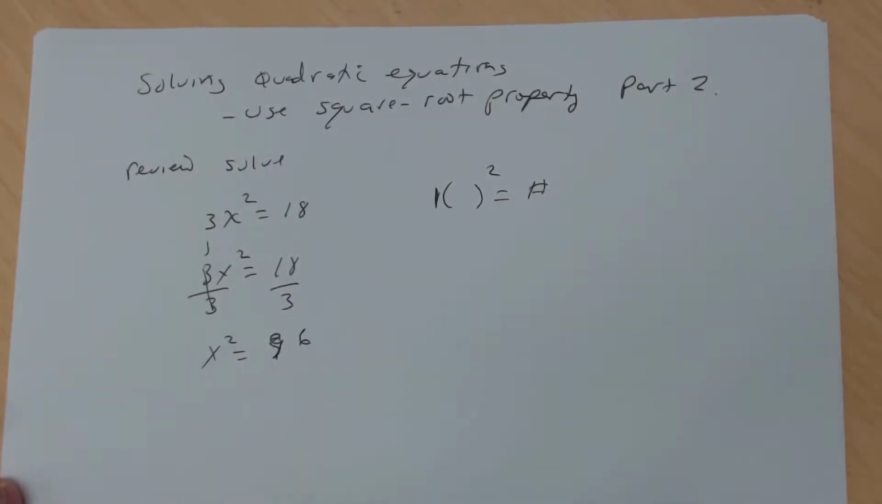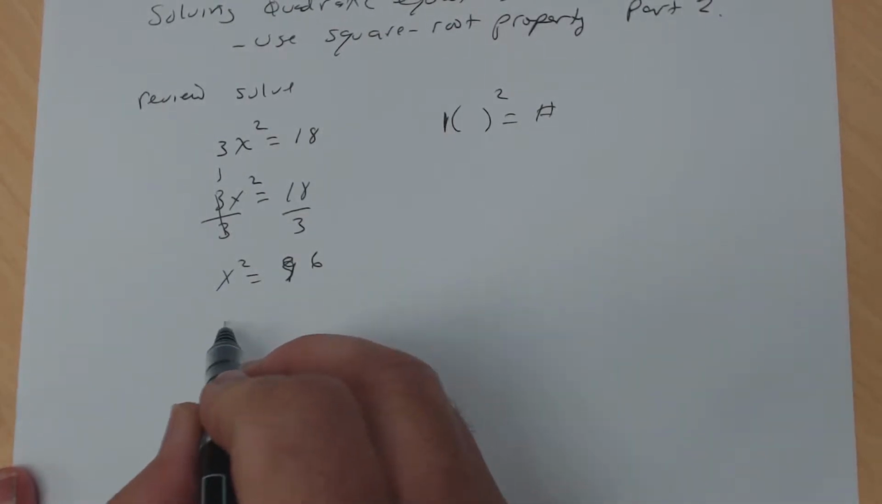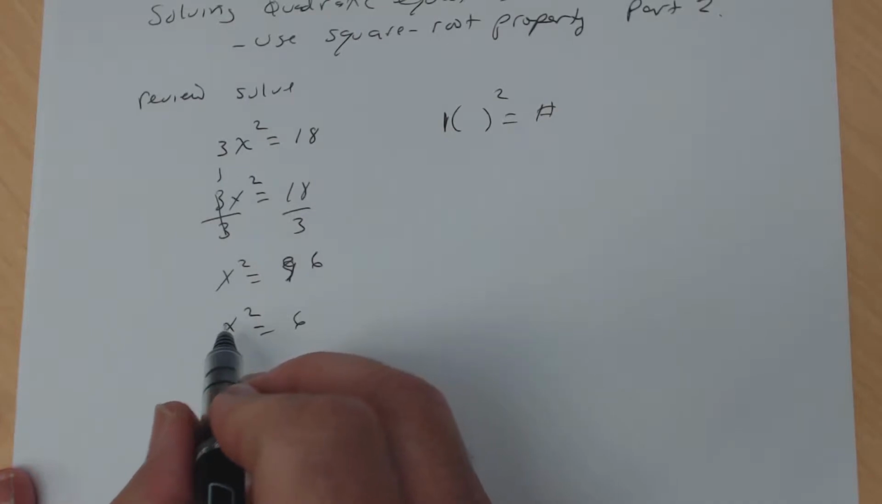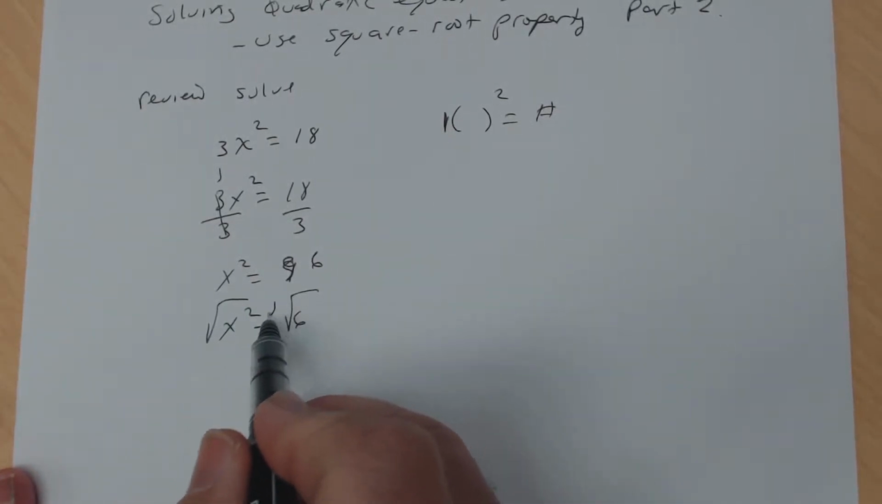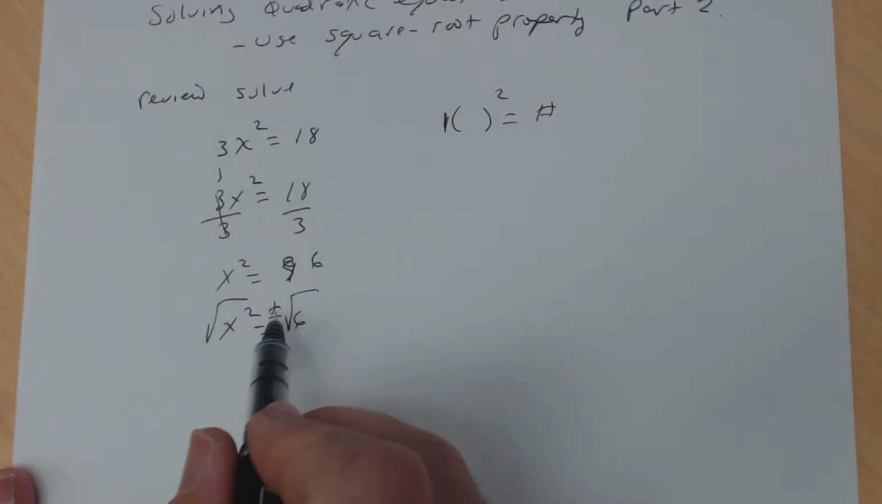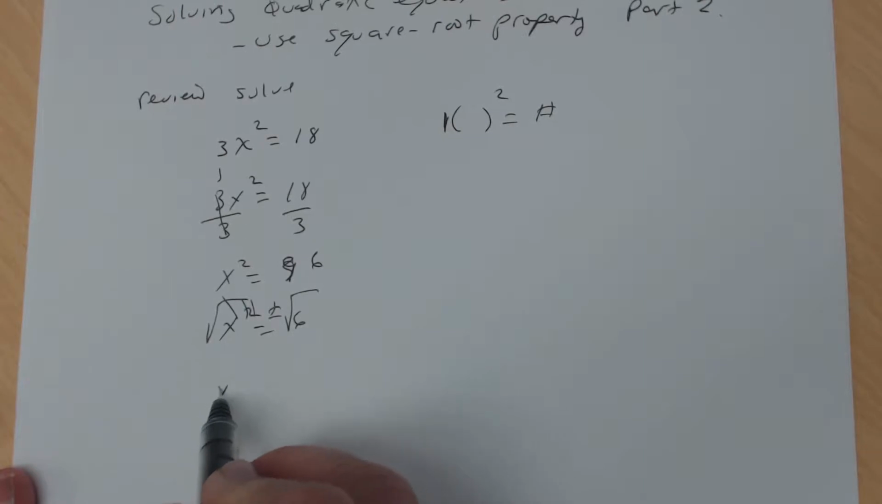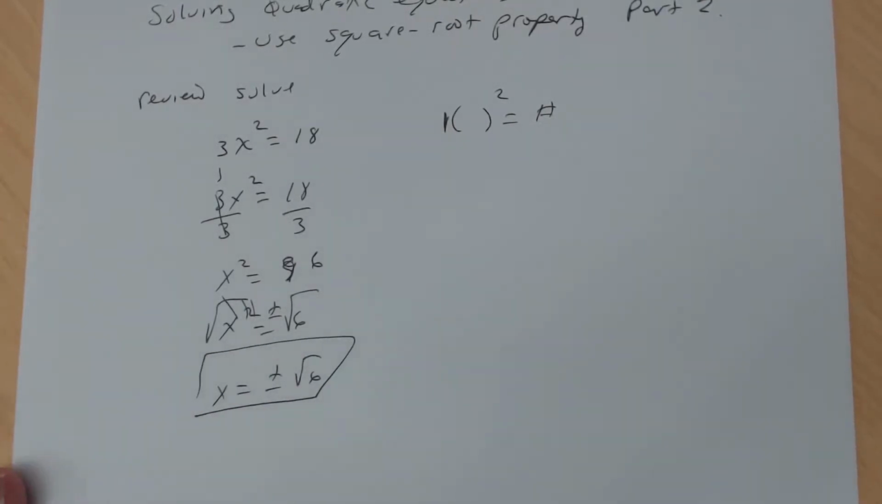6. X squared equals 6. And so taking the square root of both sides, because right now I'm squaring x, the opposite of squaring is the square root. And don't forget, when you took the square root of both sides, you did write it as plus or minus. So the square and the square root undo each other. So I get x equals plus or minus square root of 6. And so that's what you did in the last lesson.